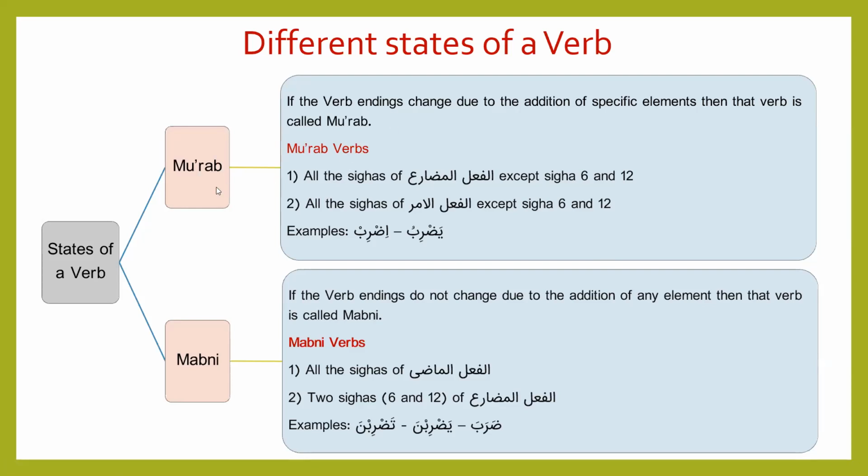So this is mu'arab and this is mabni. So there are two states of verb. One is mu'arab and the second is mabni.